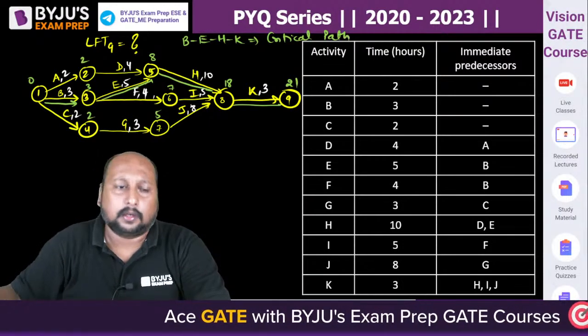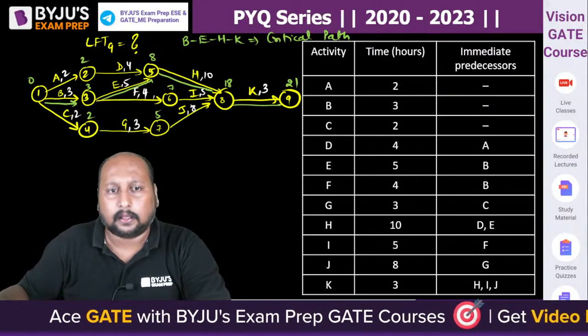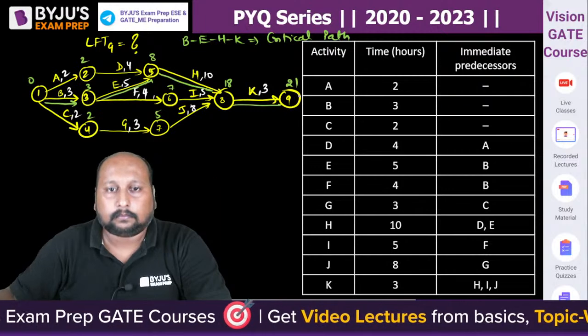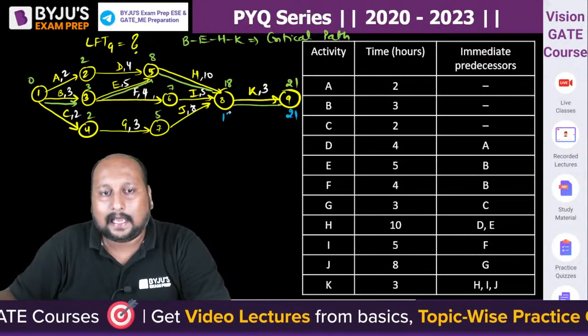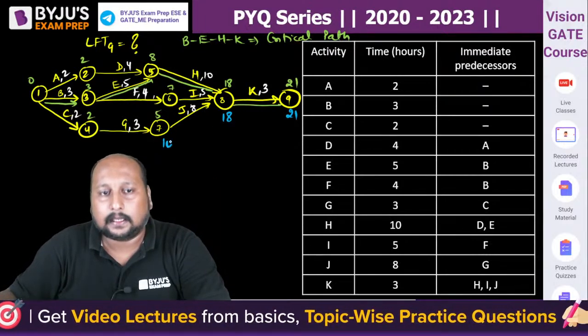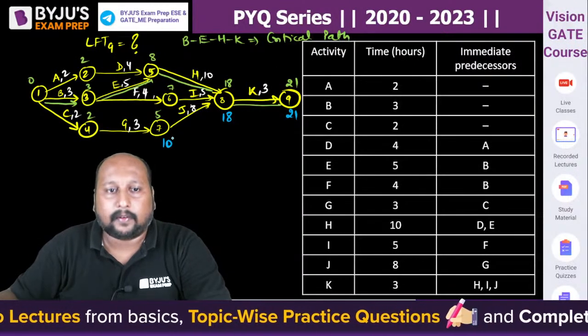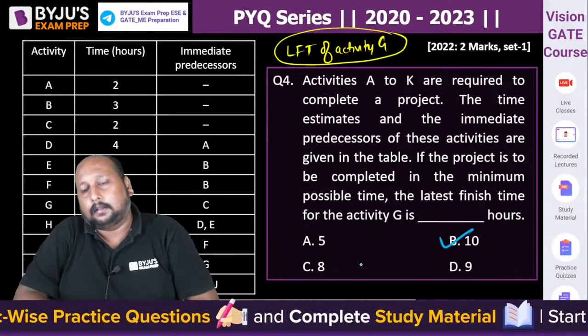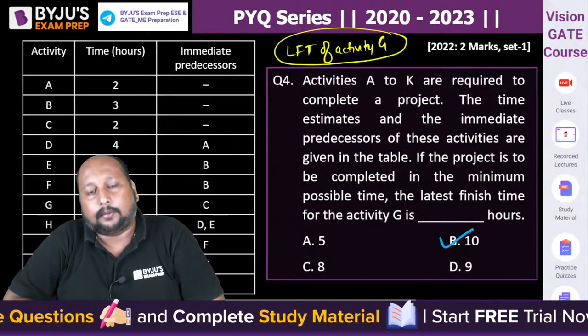बस आपकी information के लिए. एग्जाम में निकालने की जरूरत नहीं है. Now let us do the back calculation. 21, this is 18, 18 plus 8 is 10. So they are asking for the latest finish time of activity G, that is answer 10. That is 10. Option B is the correct answer.